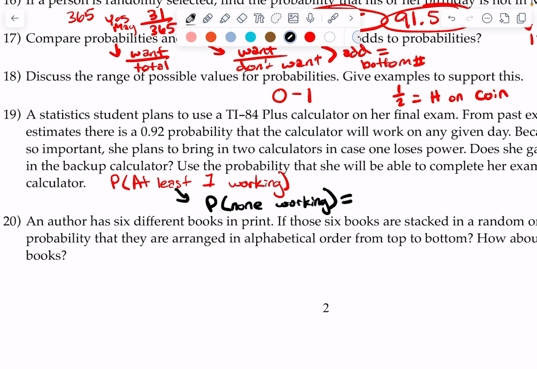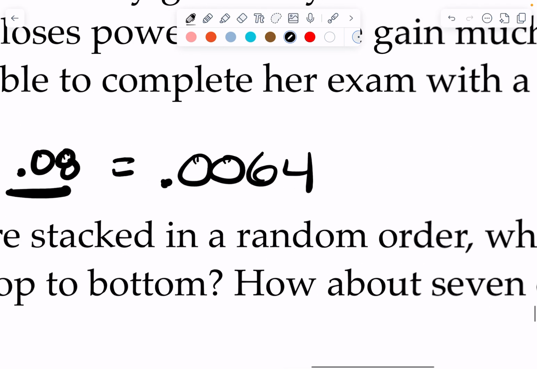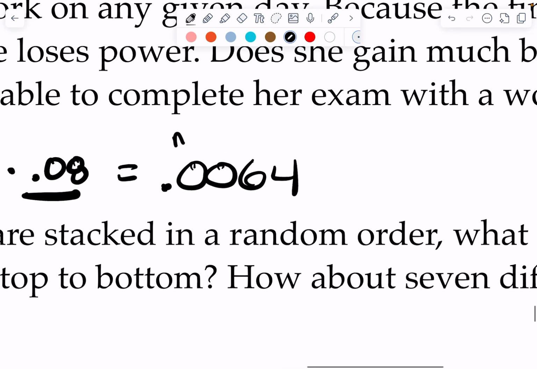When I do the probability of none working, I have 2 calculators. What's the probability that this one doesn't work? 0.08, because 92% chance of working means 0.08 chance of not working. The chance that the second one doesn't work is also 0.08. So I take 0.08 times 0.08, or 0.08 to the second power, not times 2. And it is 0.0064. That's the chance that neither of them works.